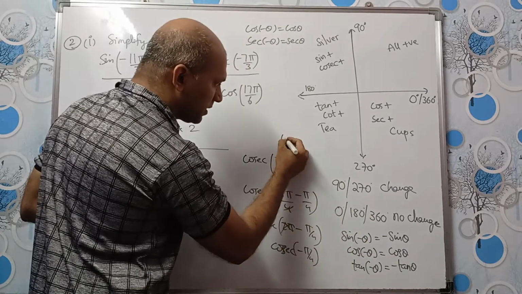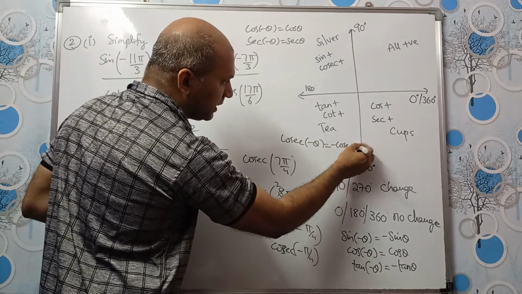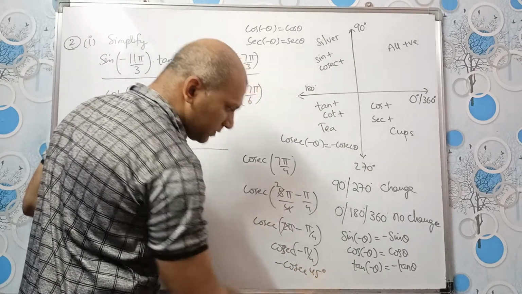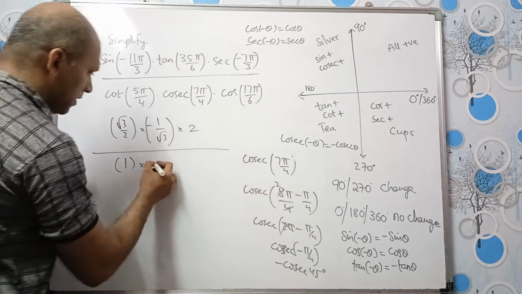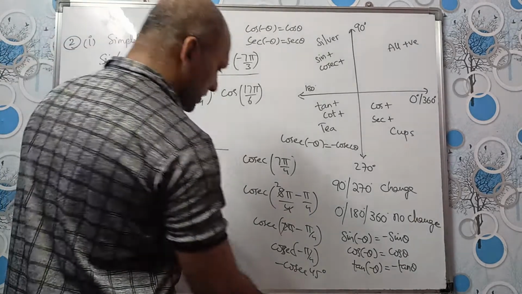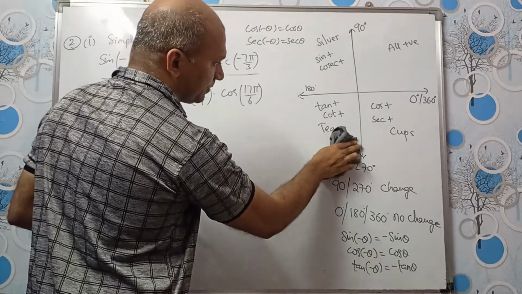The reciprocal of cosecant minus theta will be minus cosecant theta. So this will be minus cosecant pi by 4. Pi by 4 is 45 degrees. Cosecant 45 is root 2. So this is minus root 2 multiplied by, let us simplify, cos 7 pi by 6.